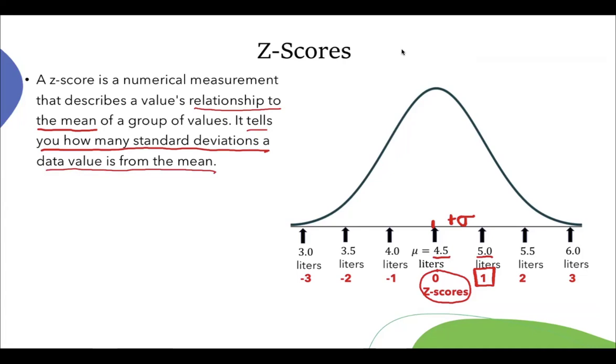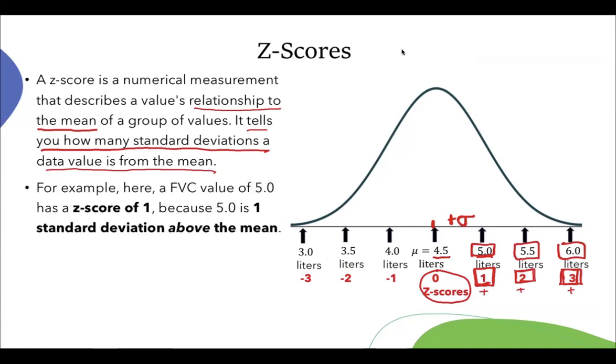So 5 is 1 standard deviation from the mean. 5.5 is 2 standard deviations from the mean. 6.0 is 3 standard deviations from the mean. Now these are positive numbers, positive 1, positive 2, positive 3, and so these are numbers that are on the right side of the mean, above the mean.